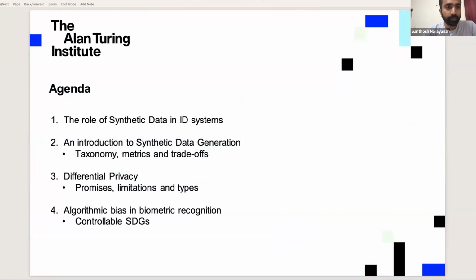So what I'm going to be talking about is first the role of synthetic data in ID systems. After that, a bit more of a detailed introduction into synthetic data generation. What are the different taxonomies, metrics, and trade-offs? The concept of differential privacy. What are its promises, limitations, and the different approaches that we can have? And finally, I'm going to end with a discussion on the algorithmic bias in biometric recognition systems and why we need controllable SDGs. All right.